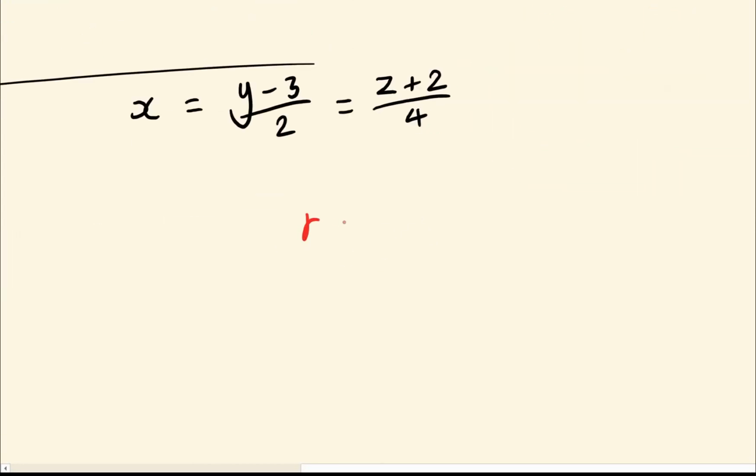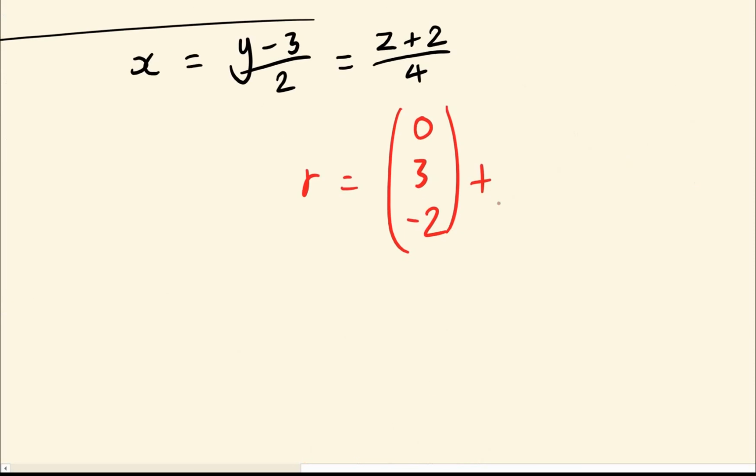Doing the same here, flip the sign of whatever's on the top, so 0, 3, minus 2. I don't want to use lambda twice, that can be confusing, so we use mu for our second direction vector, and it's the denominators, so 1, 2, 4.